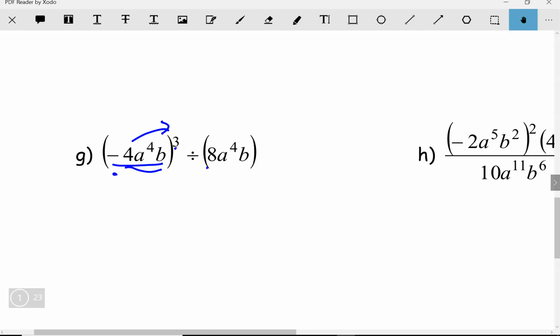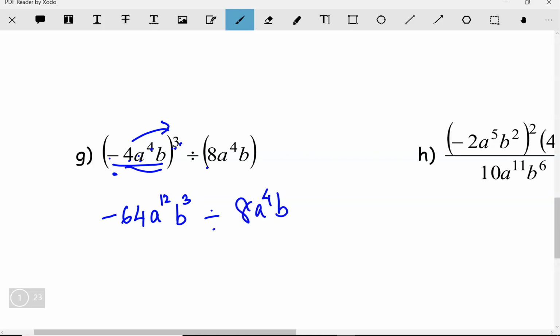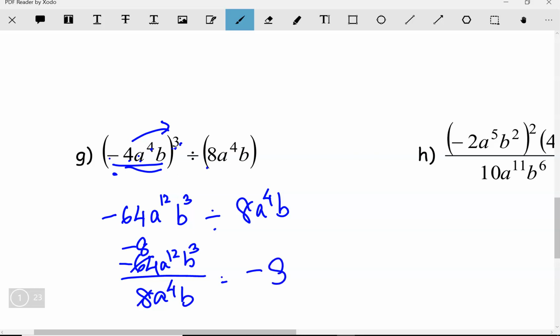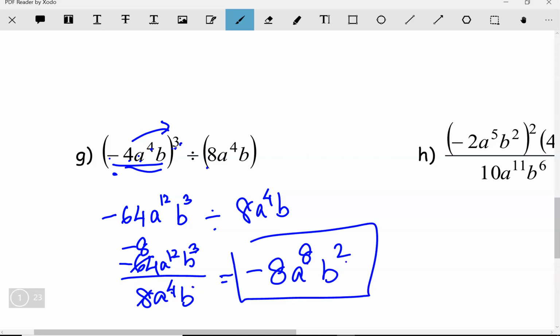Again, I'm not going to do the intermediary step. Negative 4 to the power of 3 is in fact negative 64. a to the power of 4 to the power of 3 is a to the power of 12. b to the power of 1 to the power of 3 is just b to the power of 3, divided by 8a to the power of 4, b. Once I do the division, I'm going to rewrite this, which of course you don't really have to do. I just cross cancel: negative 8, a to the power of 8, b to the power of 2. So 12 minus 4 is 8, 3 minus 1 is 2. So this is my final answer.